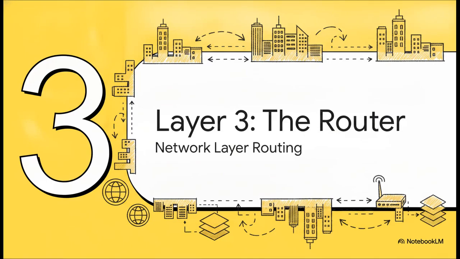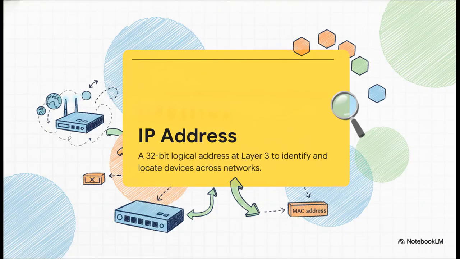All right, section 3, layer 3, the router. So let's zoom out to the macro level now. If the switch handles the local traffic, staying within the same neighborhood, the router is responsible for global navigation. It's taking you between completely different cities. And this brings us right to layer 3 of the OSI model, the network layer.